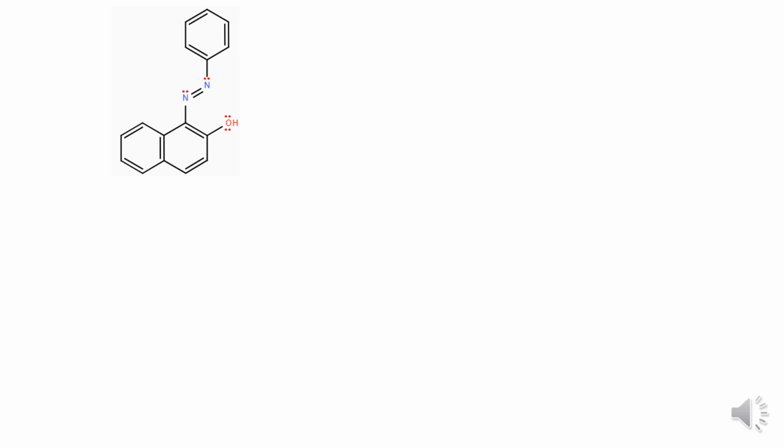Now in the case of the azo dye, that is phenylisobutadiene, the molecule is associated with 3 different chromophores. Chromophore 1 is the benzene ring, the second chromophore is the azo group, and the third chromophore is the naphthalene ring. Now you also find an auxochrome, that is the hydroxy group, which is covalently bonded to the second position of the naphthalene ring, while the azo group is covalently bonded to the first position of the naphthalene ring.